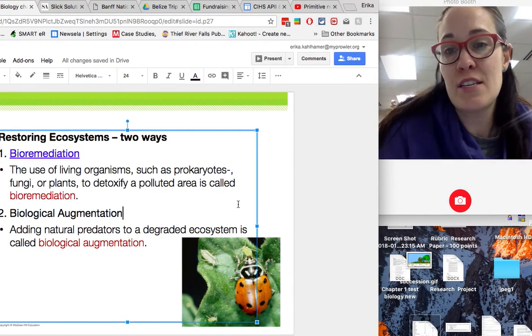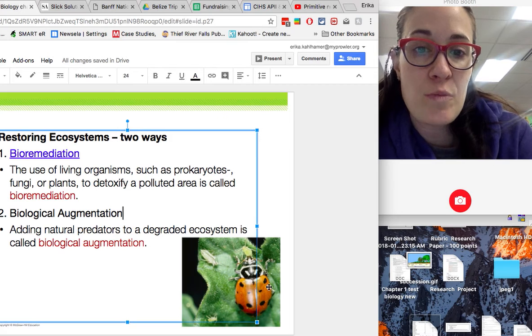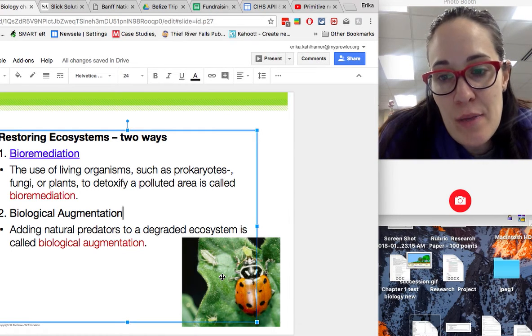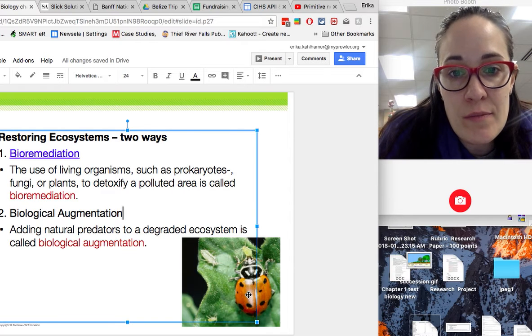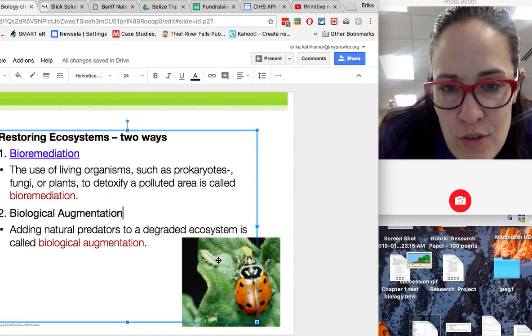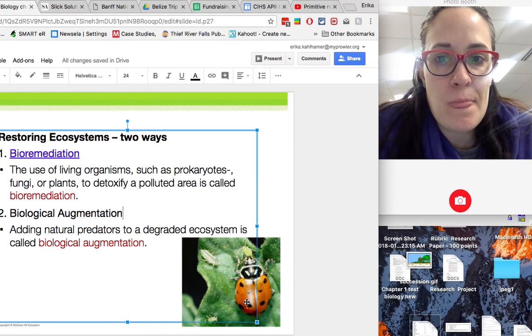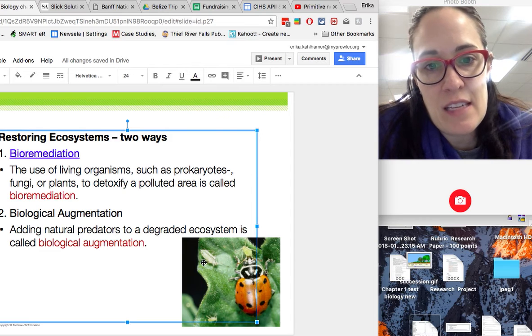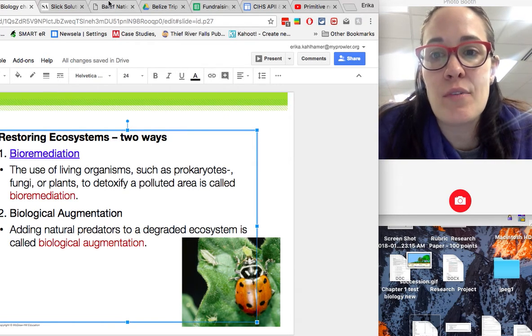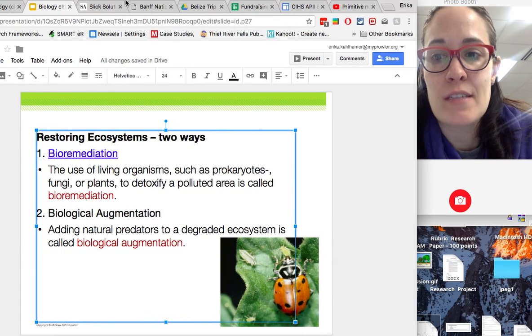Biological augmentation is adding natural predators to a degraded ecosystem. So here is a picture of a lady beetle and some lacewing, or no, those are aphids, and adding these lady beetles that are good to eat those bad insects would be an example of biological augmentation.